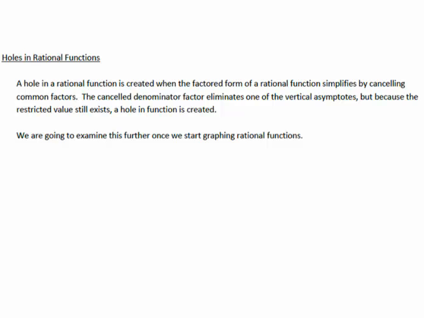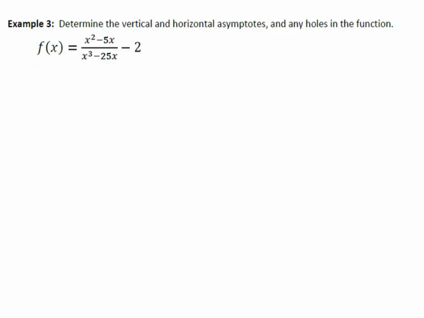And this is going to become even clearer as we do more graphing. But a hole in a rational function is created when the factored form of a rational function simplifies by canceling any common factors. The canceled denominator actually eliminates one of the vertical asymptotes, and it creates instead a hole. And this hole in the function tells us it's a point that doesn't exist, and we would just skip over it, just draw a little hole in the function. And again, this is going to become clearer when we start to graph. But let's first determine any of these holes as well as any vertical and horizontal asymptotes.